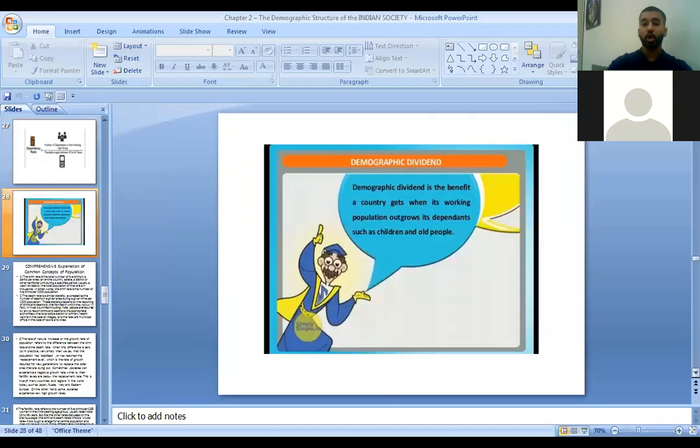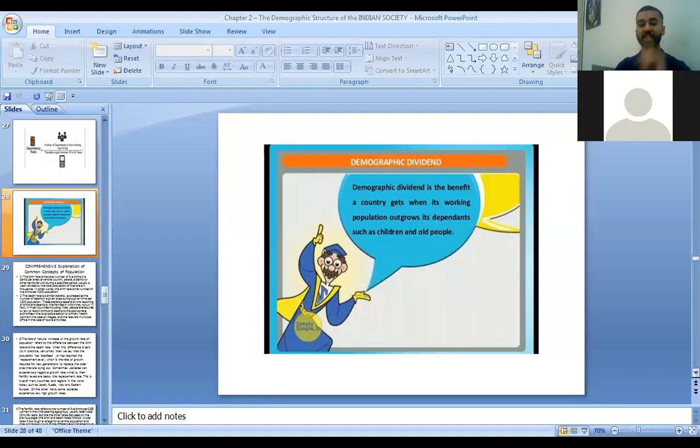Okay, demographic dividend is a very positive situation. It's a very good situation when a country is having a demographic dividend. Look, we have three kinds of groups. The first group is the age range between 0 to 14. The second group is from 15 to 64, and the third group is all those people who are elder, over 64. So we've got three kinds of groups.